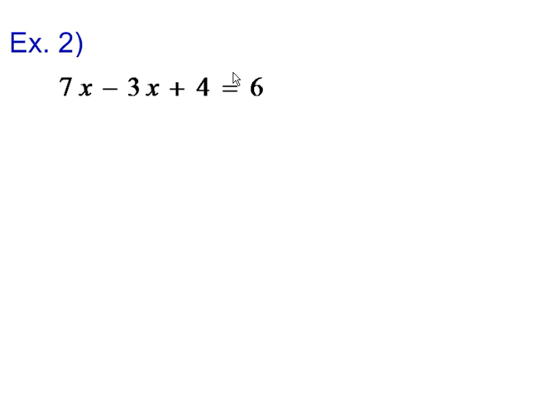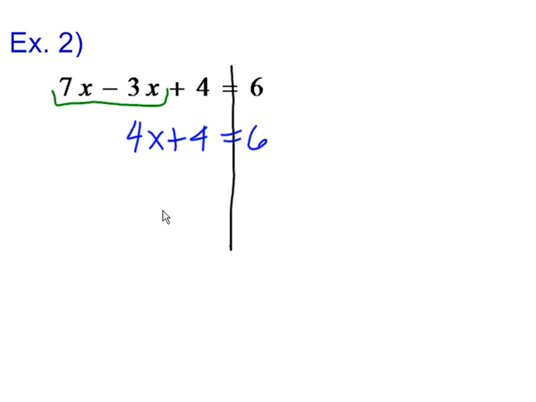Since we have 3 things on the same side, we're going to put them together. This 7x minus 3x, they have the same variable to the same exponent. So 7x take away 3x is 4x. And then we're at this point now, 4x plus 4 equals 6. So then it's a two-step equation.